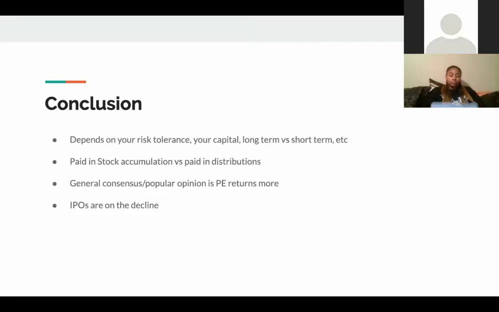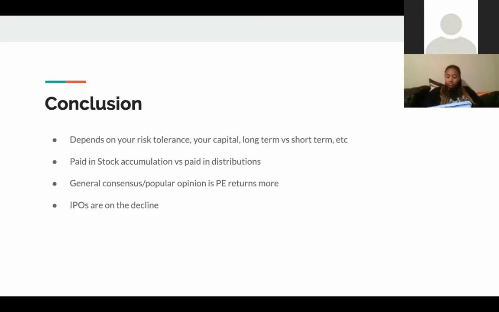Are you wanting certain returns? Do you have a lot of money? And you have to ask yourself these questions. Like with public equity and performance, you're getting paid in stock accumulation, as opposed to private equity, where you're most of the time being paid in distributions.